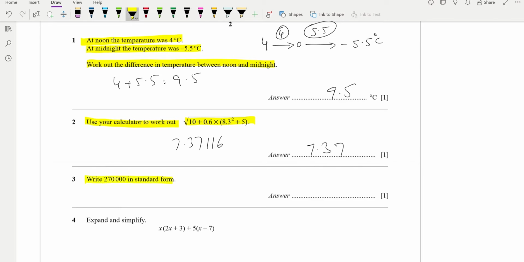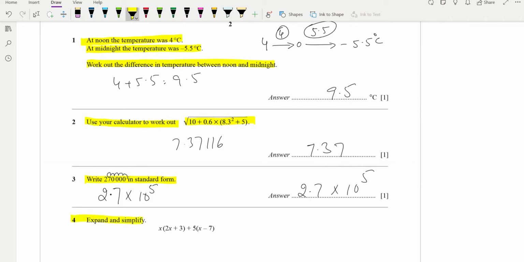Then question number 3, write in standard form. In standard form, after the first non-zero number we require a decimal, so the decimal will be moved 1 2 3 4 5 places to the left, so it will be 10 raised to the power 5. If we are moving the decimal to the left, the power will be positive, and if we are moving to the right, it will be negative. So 2.7 times 10 raised to the power 5 will be the answer.